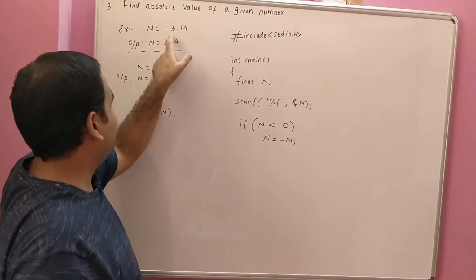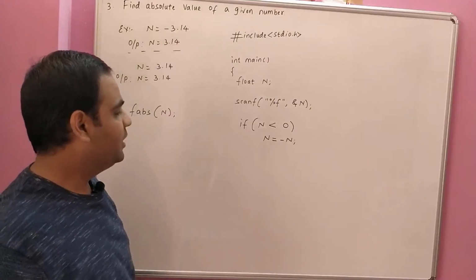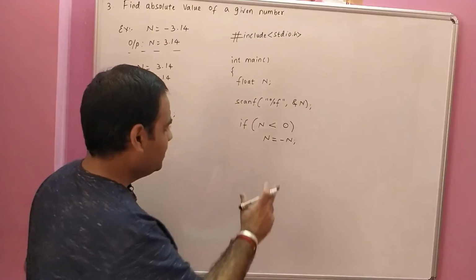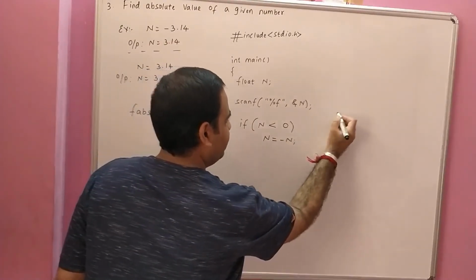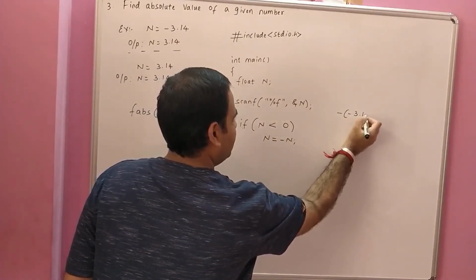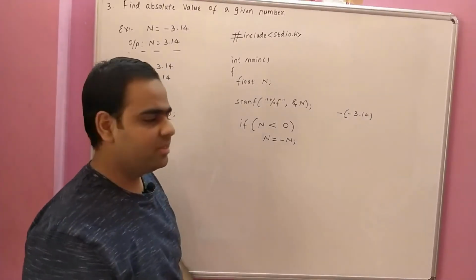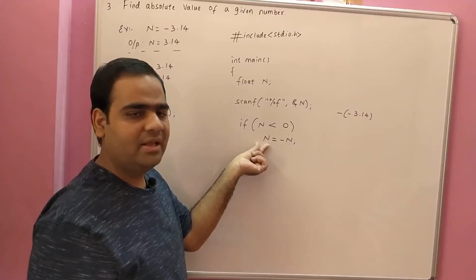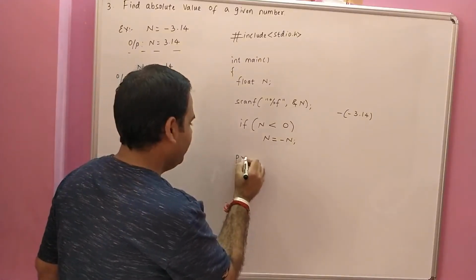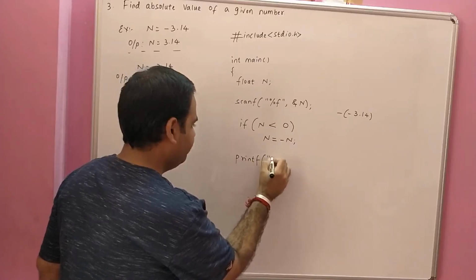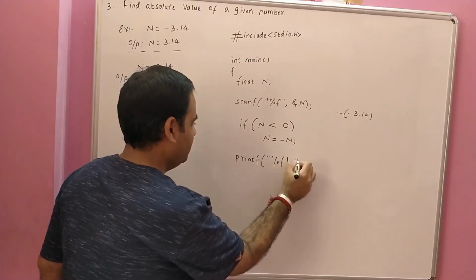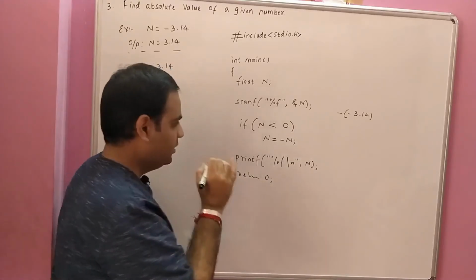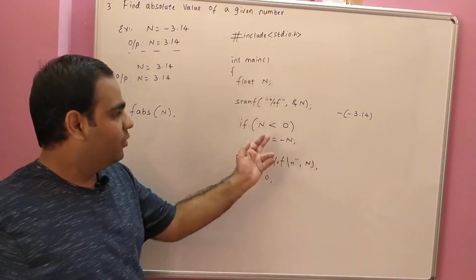Let us assume n is minus 3.14. Minus 3.14 less than 0, yes, the condition is true. Evaluate the RHS first. It becomes minus minus 3.14, which is plus 3.14, and that plus 3.14 will be stored back in n. Hence, we print the value of n, which is 3.14, the updated value.